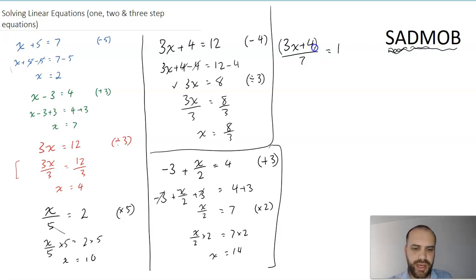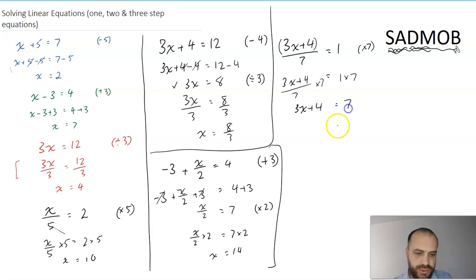So now that we've got our brackets, it means we need to do the thing in brackets last. Brackets is the last thing we do with SAD MOB. So is there any addition and subtraction to do that's outside the brackets? No. So the first thing we need to do is this division or multiplication. This divide by 7. So we're going to multiply both sides by 7 because that's the opposite of divide. So we get 3x plus 4 divided by 7 times 7 equals 1 times 7. Now those 7s are going to cancel each other out and we'll end up with 3x plus 4 equals 7.